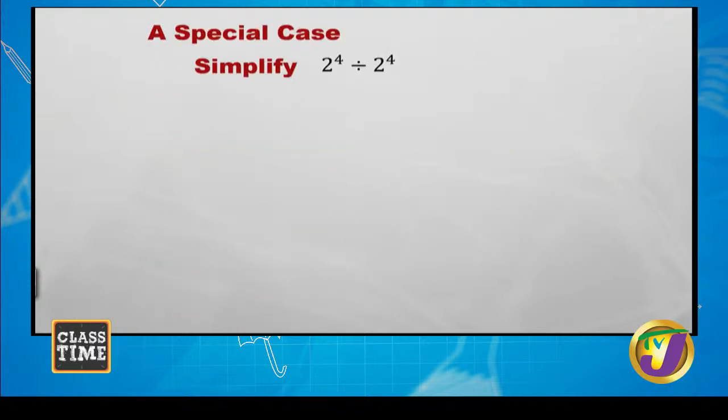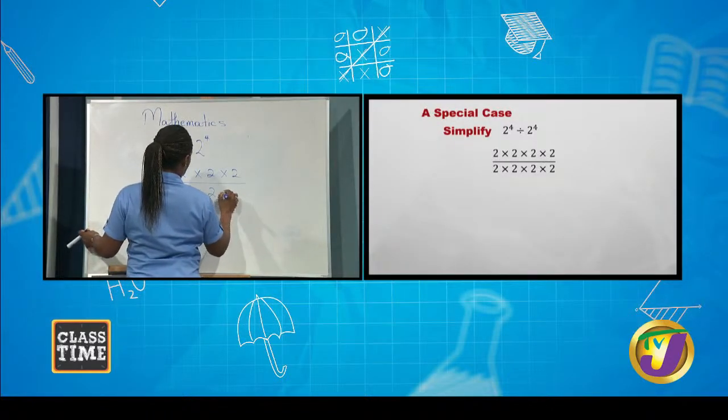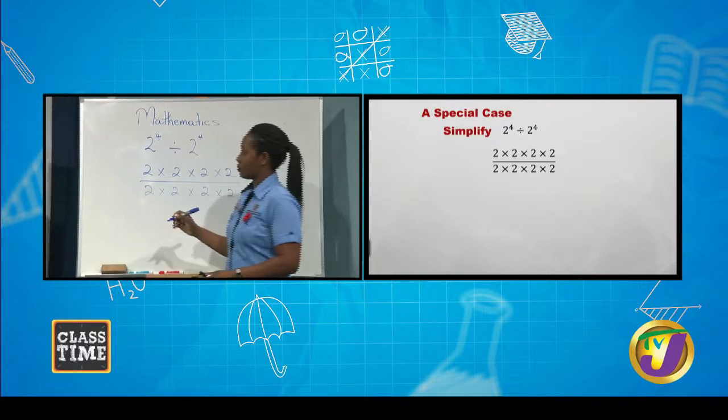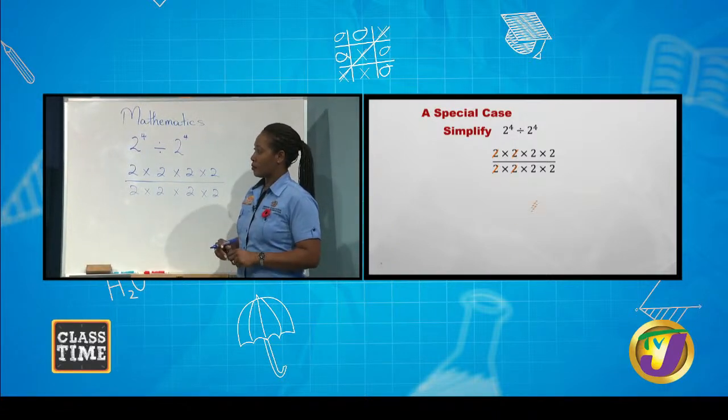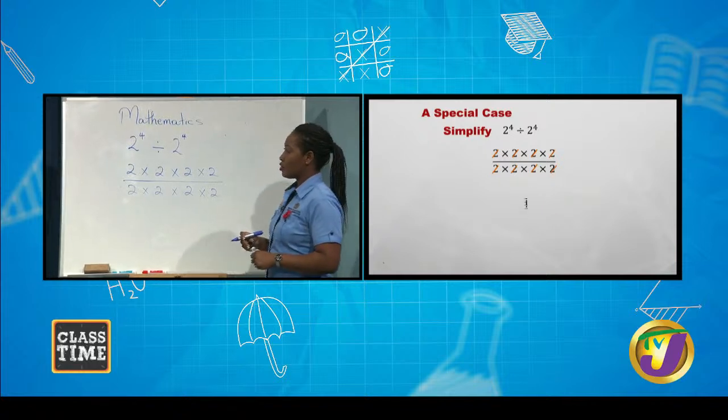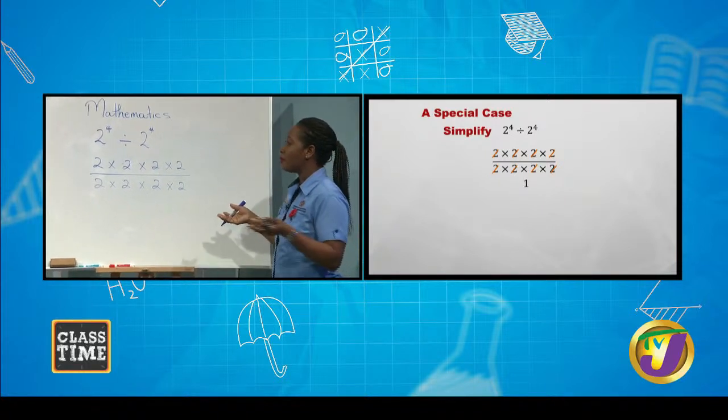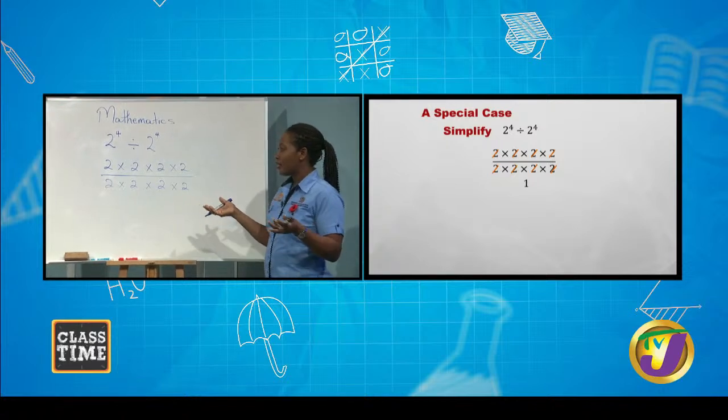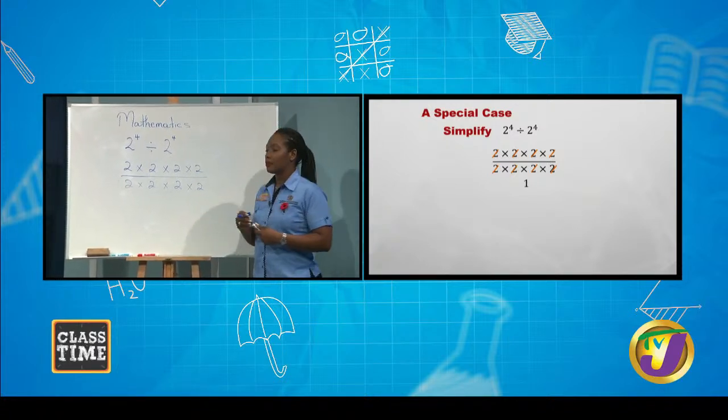A special case, we are asked now to simplify 2 raised to the 4th power divided by 2 raised to the 4th power. I'm going to go ahead and do it the long way. So we have 2 times 2 times 2 times 2, all divided by 2 times 2 times 2 times 2. In simplifying, we are left with no 2s. So you have factored out all the values in both the numerator and the denominator. When I factorized, I have 1. Excellent.